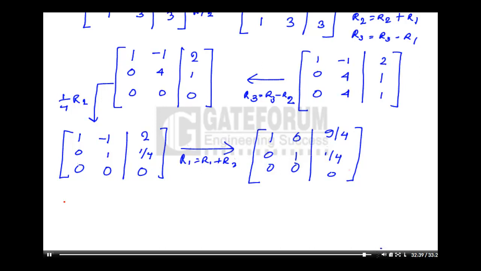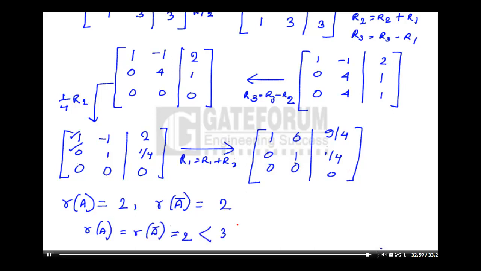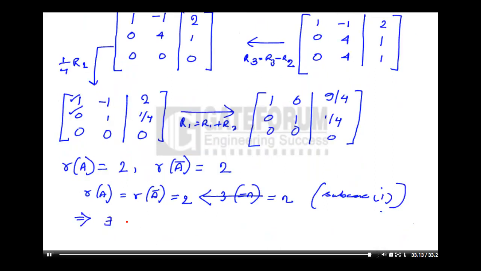Here rank of A is 2 and rank of A bar is 2. Hence the system is consistent. And by applying subcase 1 of case 3, we see that rank of A equals rank of A bar equals 2, which is equal to n. Hence, we conclude there exists only one solution. So our answer will be C.